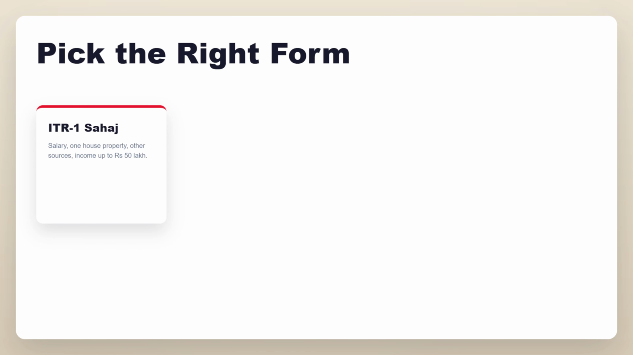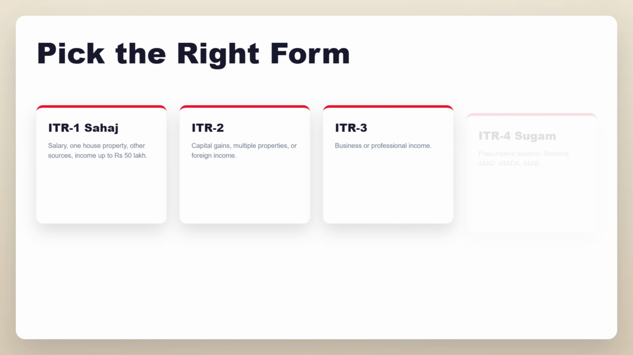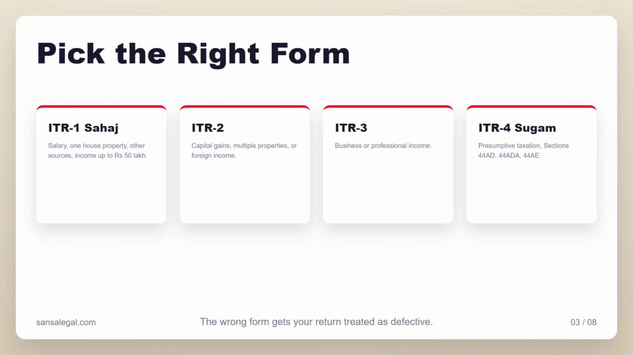ITR 1, called Sahaj, suits resident individuals with income up to 50 lakh rupees from salary, one house property, and other sources like interest, with agricultural income up to 5,000 rupees. ITR 2 covers capital gains, multiple properties, or foreign income. ITR 3 is for business or professional income. ITR 4, Sugam, is for presumptive taxation under sections 44AD, 44ADA, or 44AE. The wrong form can get your return treated as defective.